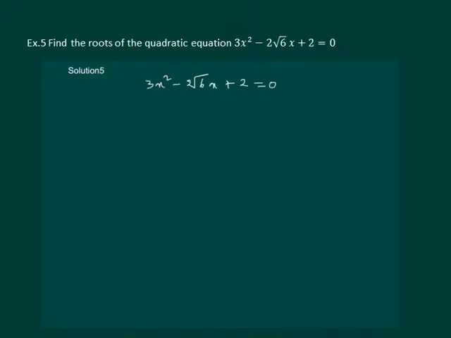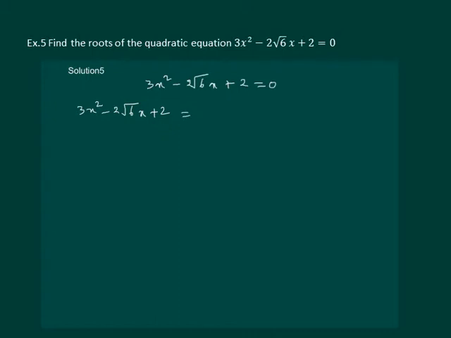Let us read the question. Find the roots of the quadratic equation 3x square minus 2 root 6x plus 2 equal to 0. We start with factorization of the polynomial 3x square minus 2 under root of 6x plus 2.